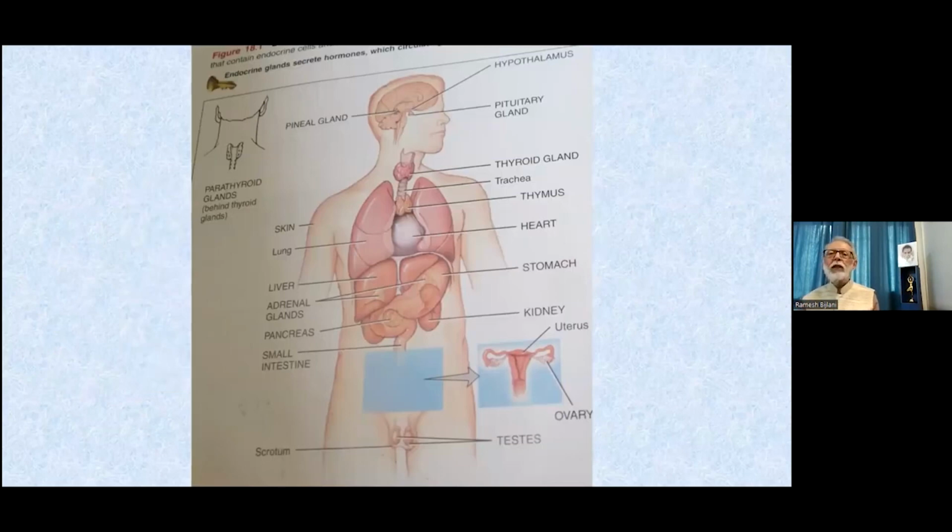This is a picture that shows many of the endocrine glands of the body: the hypothalamus, which is a part of the brain, the pineal, the pituitary, the thyroid, the thymus, the heart, the stomach, and of course also the intestines, the kidneys, the small intestine, the pancreas, the adrenals, the liver, the lungs, and the skin. Now, this is a rather comprehensive view. We will not be talking about all of these as endocrine glands, but as you can see, just about every part of the body also has some cells which produce chemicals which can qualify as hormones.